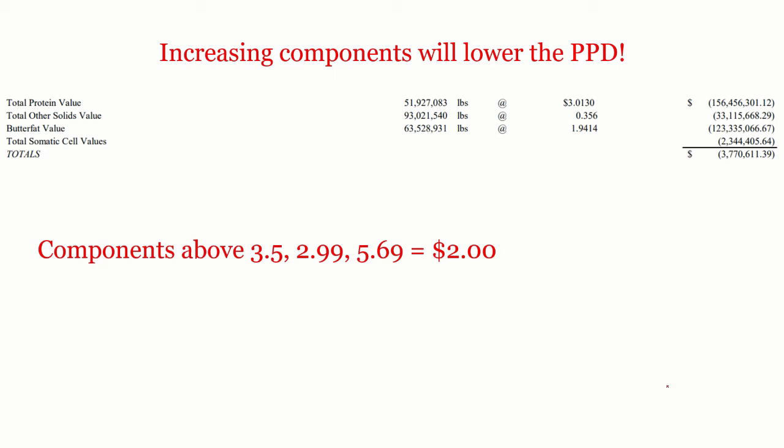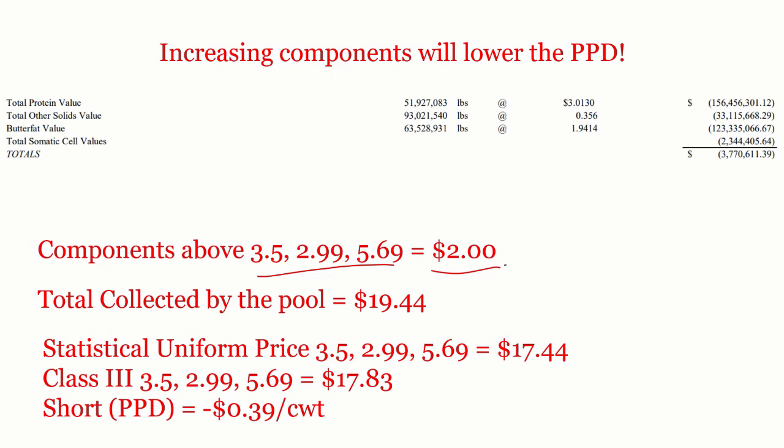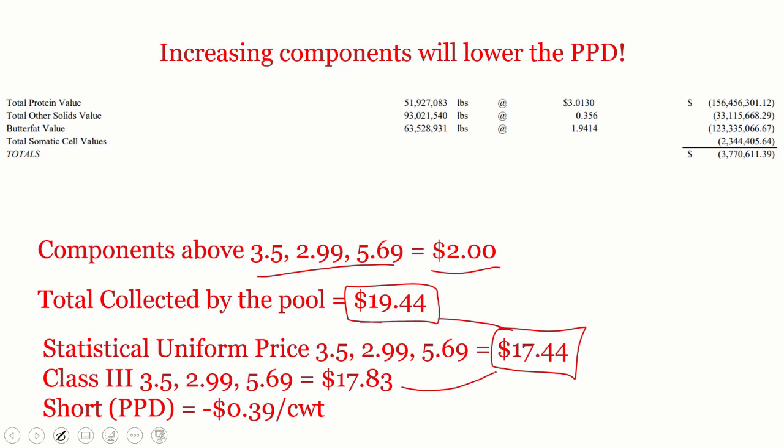And so, for example, let's assume that the components above this standard are now $2 instead of that $1.74. And what that would do is we have the same amount collected. We have $2 that is extra components, so that gives us a statistical uniform price of $17.44. The difference between these two now is 39 cents. So we're going to have a negative 39 cent PPD, and it was only because we had higher components.